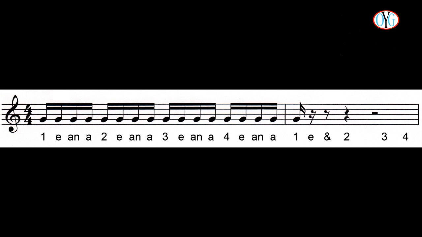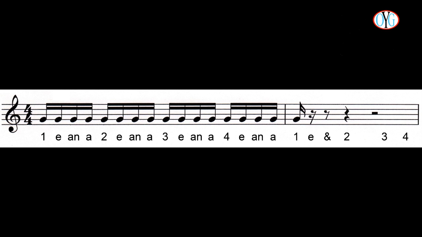Next to that, you see our fish hook has gotten a little meaner looking with an extra barb on it. That signifies a 16th rest. Then it's followed by an eighth rest, a quarter rest, and a half rest. All that combined equals 4 beats, as you see below. 1 E and 2, 3, 4.